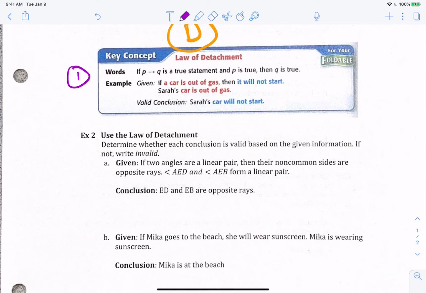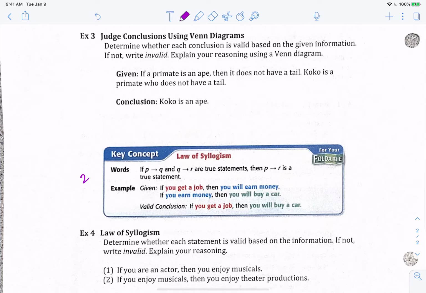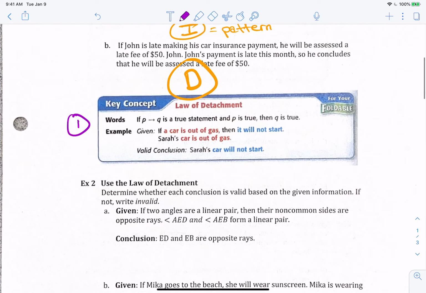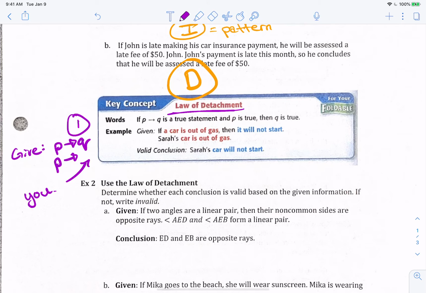All right, two more things. Number 1 is the law of detachment, and the other one is the law of syllogism. That's kind of a crazy word, but the law of detachment first. This has a pattern to it, and it's drawing conclusions from this pattern. They will give you P, then Q. They will tell you something is going to happen if something else happens. They will also give you the next P, and then you have to draw the conclusion of Q. So this is very easy.